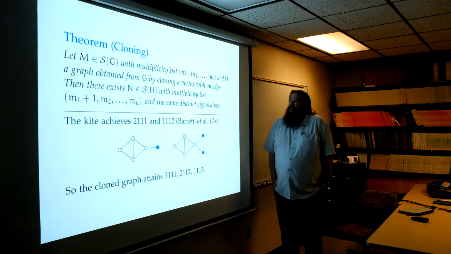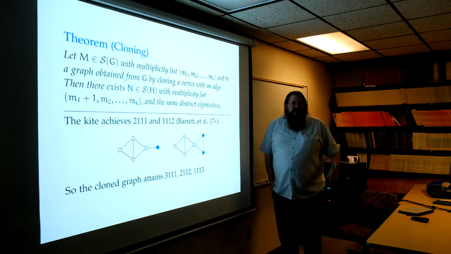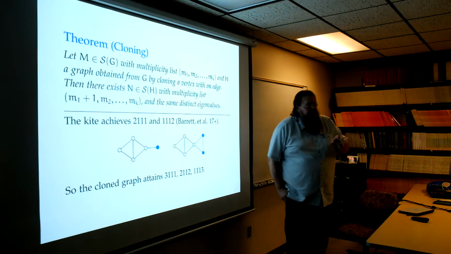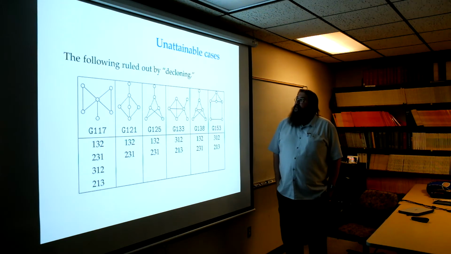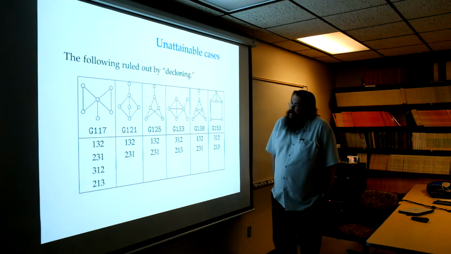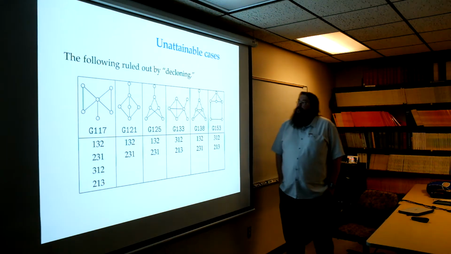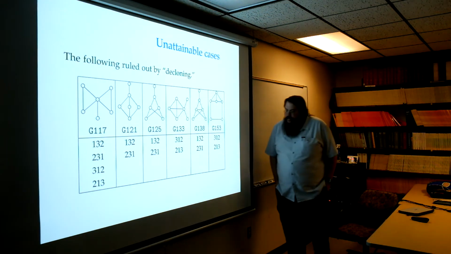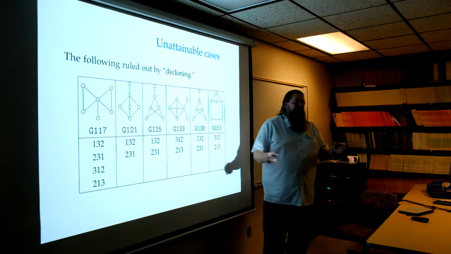Cloning worked really well because SSP does not work for everything. And the higher up you go, it starts to not be quite as potent as it was for small graphs. Okay, now let's go back and do unattainable cases. We want to show there are some things which we can rule out. And we're going to do it by decloning, which is the opposite of cloning.